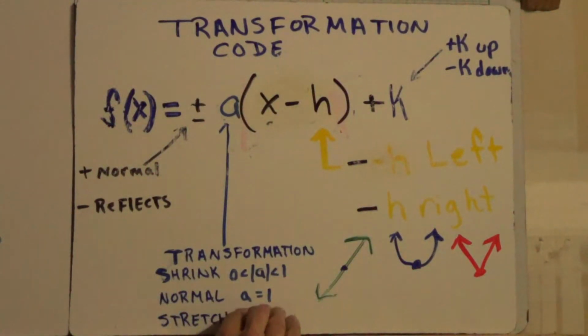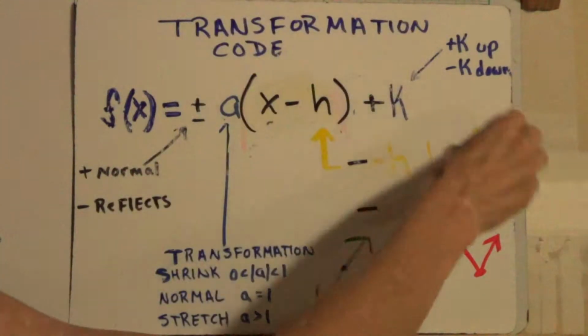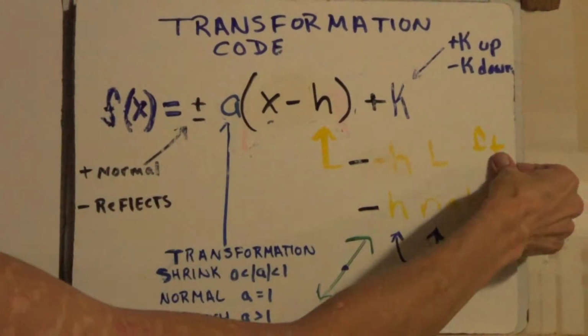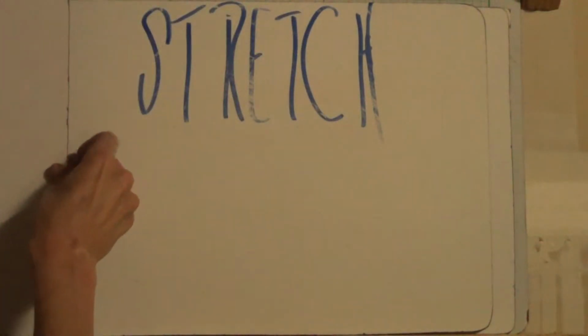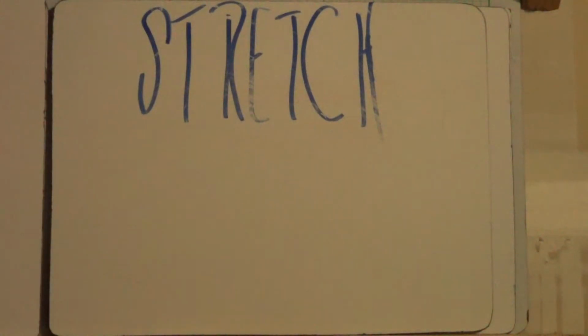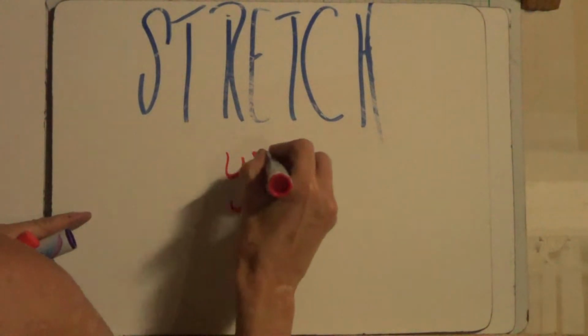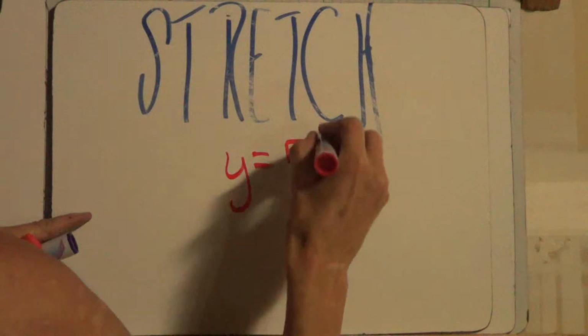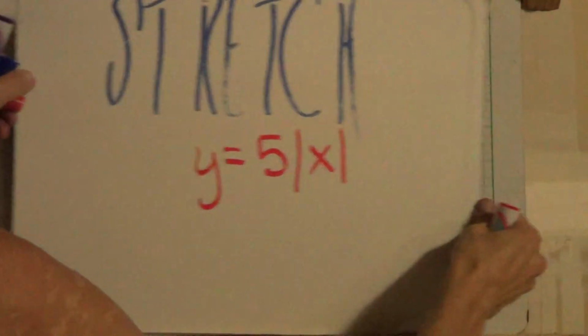If it's normal, that's just 1. It'll look like the parent function. If it's stretched, it means that the a value is greater than 1. It's pulling it up off the x-axis like taffy. Okay? So, here are our codes. A stretch, let me give you an example. If we had y equals 5 absolute value x, that stretch would create this.